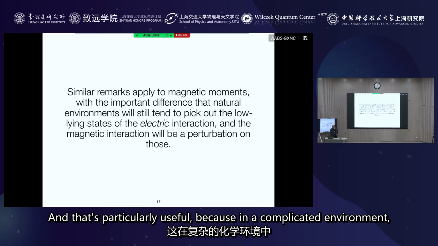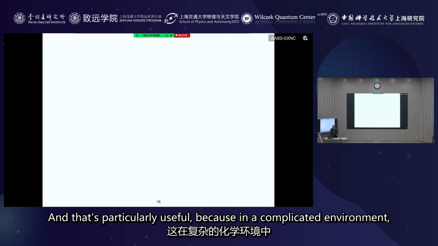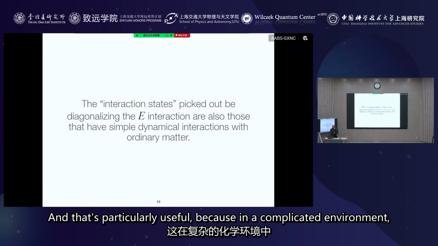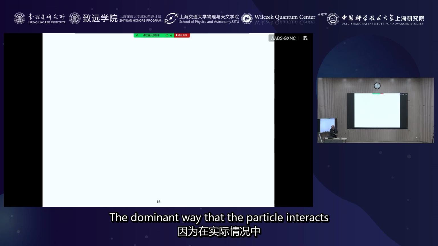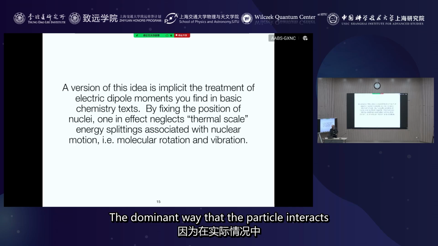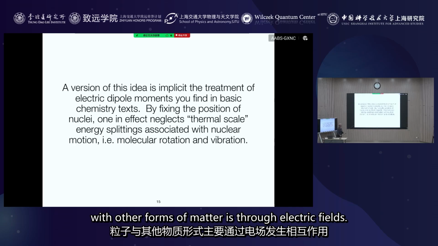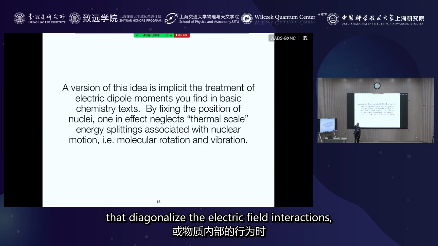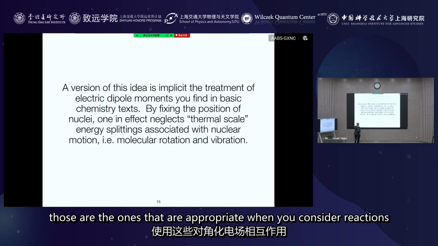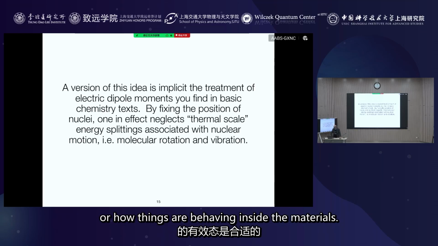And that's particularly useful because in a complicated environment, as is the case in practical chemistry, the dominant way the particle interacts with other forms of matter is through electric fields. So having these effective states that diagonalize the electric field interactions, those are the ones that are appropriate when you consider reactions or how things are behaving inside the materials.